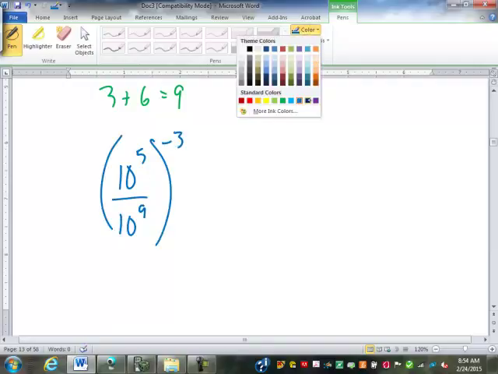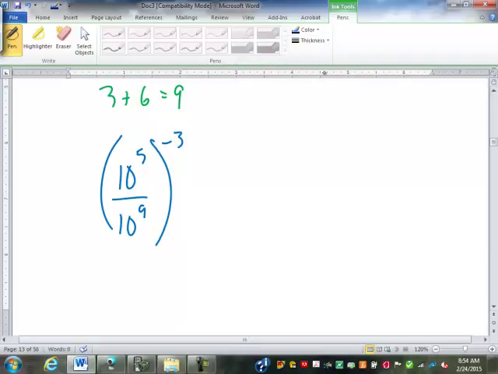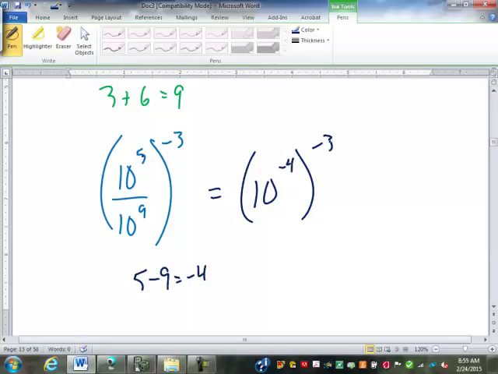Tell me what to do here. Careful. You're subtracting 5 minus 9. 5 minus 9 is negative 4. So it's 10 to the negative 4. Now to the power of negative 3 will be 10 to the... Yeah, negative 4 times negative 3 is a positive 12. So 10 to the 12th.